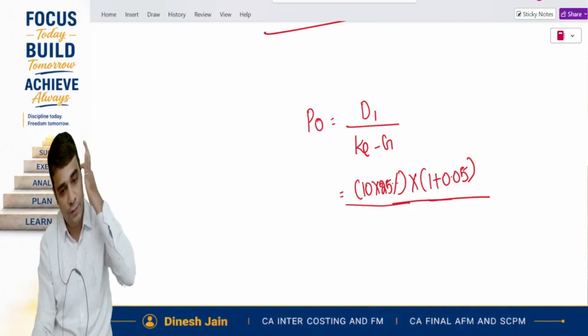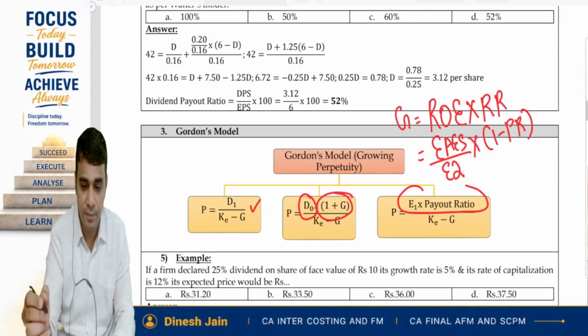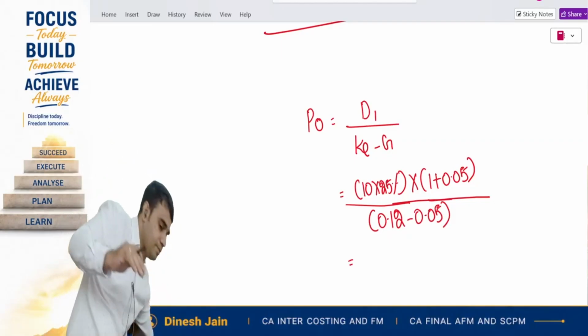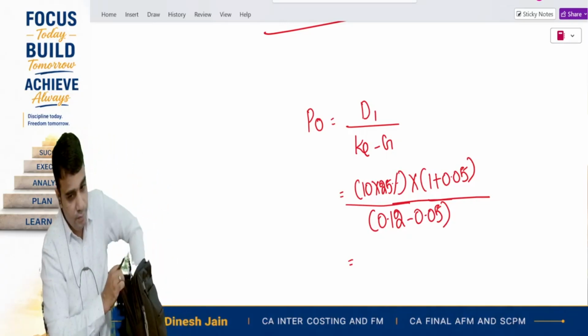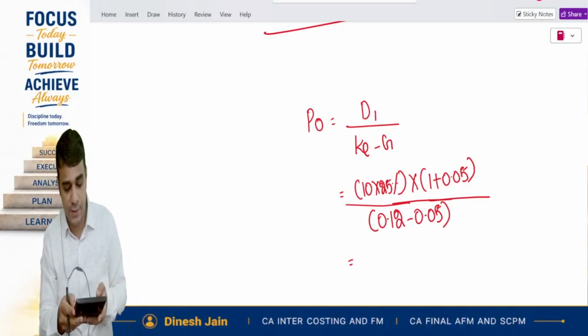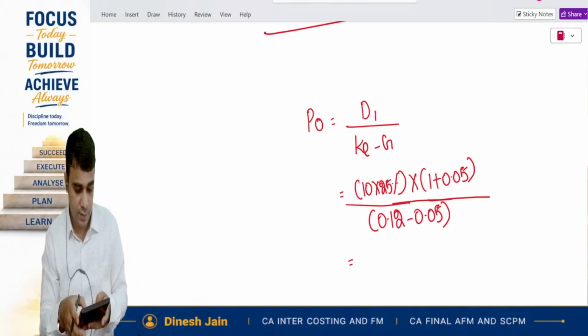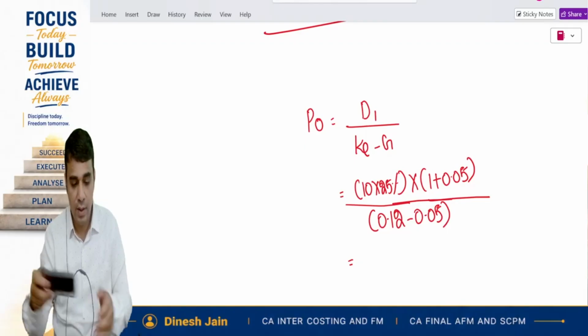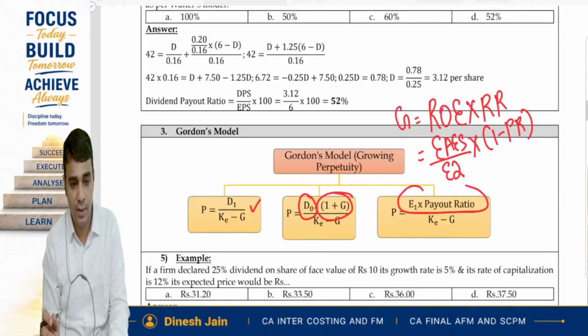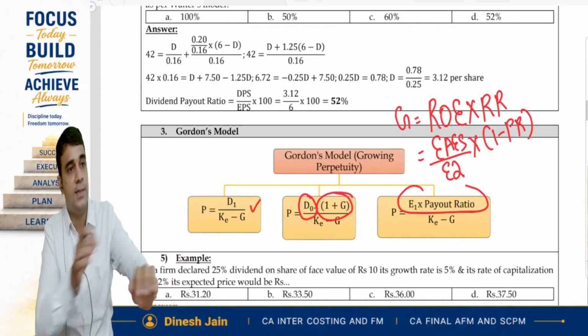1 plus 0.05. What is the cost of equity? 12 minus 5. 12 minus 5. 10 into 25%. 37.5. Is that the number you're getting? 37.5. That is the last option.